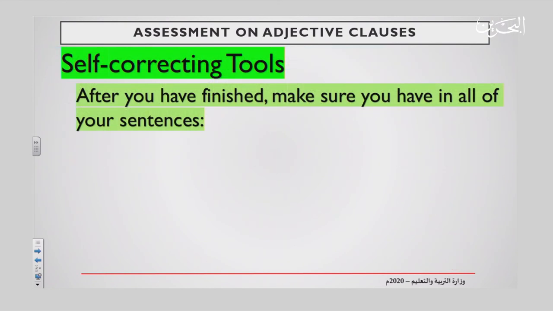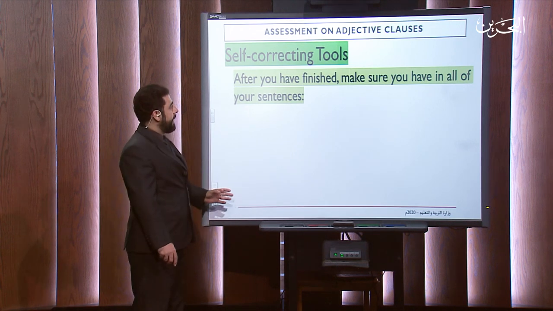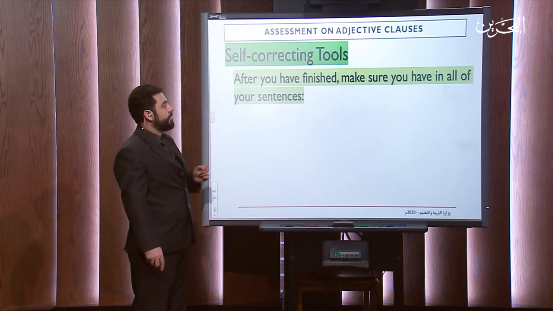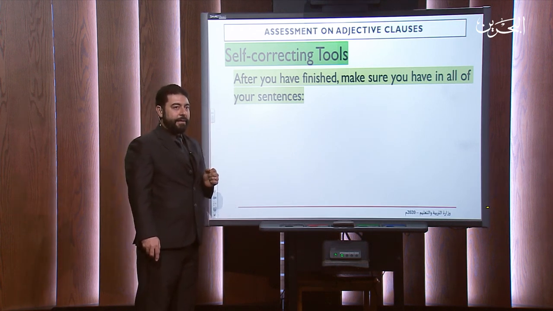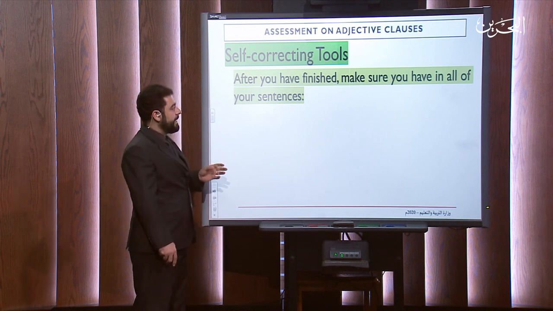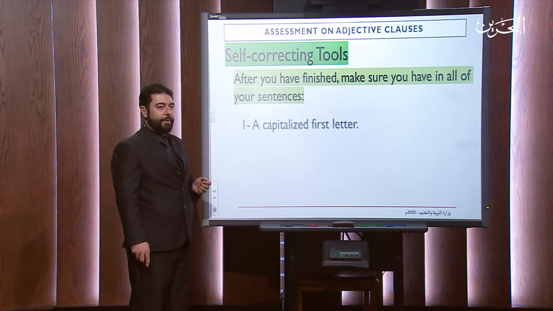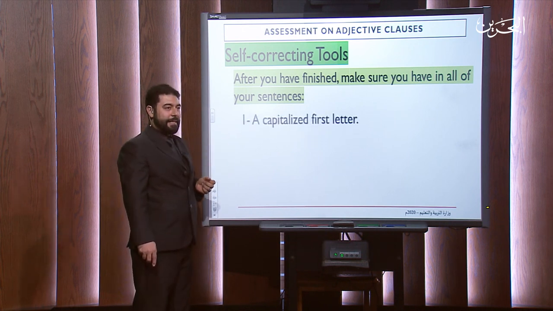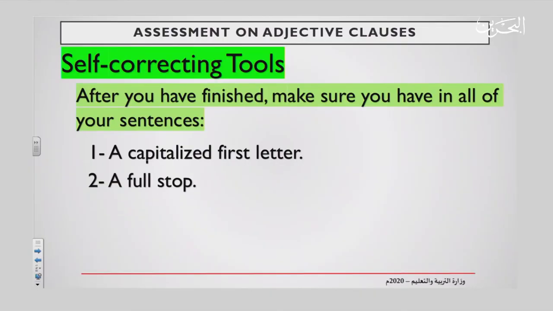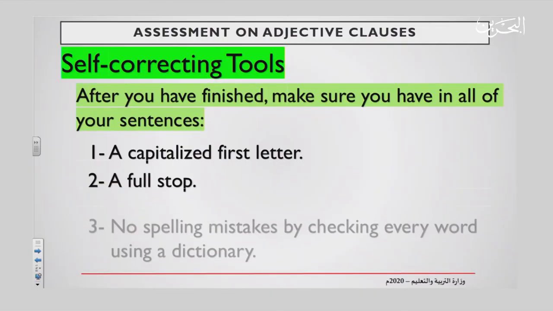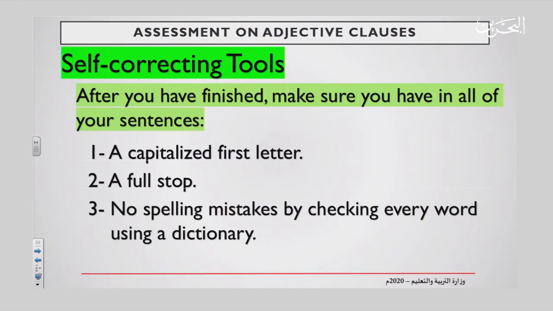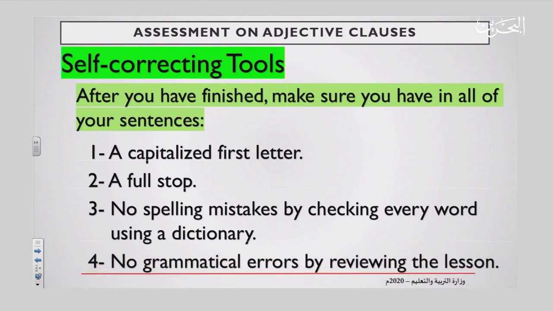All right, now please check your answers, but before that, you have to use the self-correcting tools. After you have finished, make sure you have in all of your sentences the following. Number one, a capitalized first letter. Number two, a full stop. Number three, no spelling mistakes by checking every word using a dictionary. Number four, no grammatical errors by reviewing the lesson.